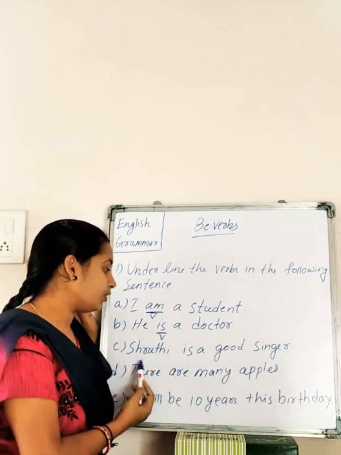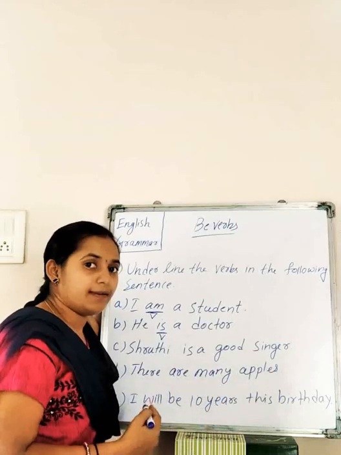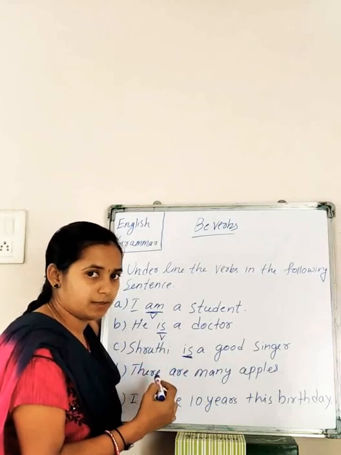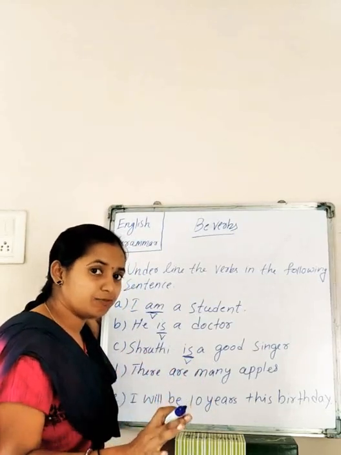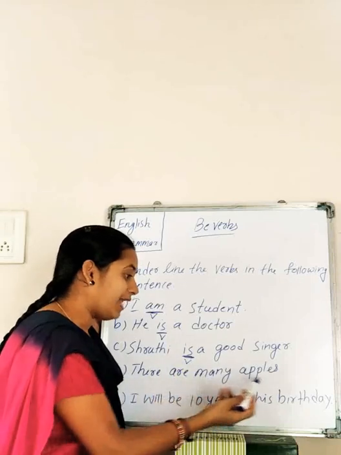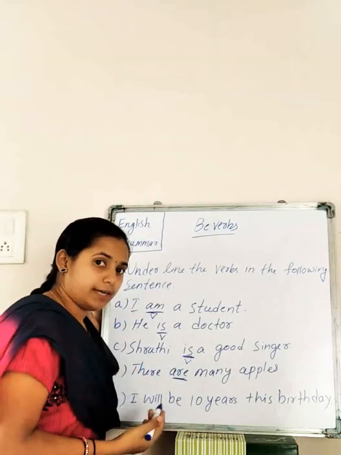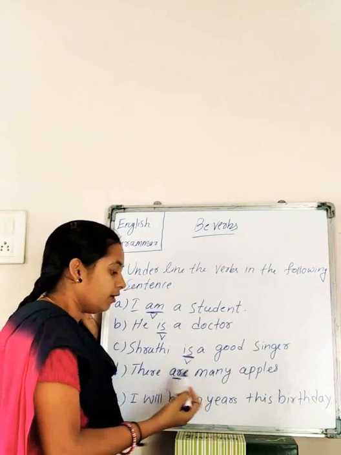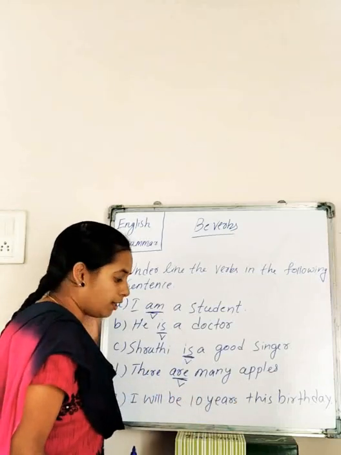Yes. So now, Shruti is a good singer. Again here, is the verb talking about the state of this particular person, right? So here is is your verb, and no other action verbs are there. So is is your main verb itself. Now, there are many apples. Here what? Are. As you know, are can be used for you, they, we, etc. So are is used here. So are is your main verb. There are many apples. Are is your main verb.